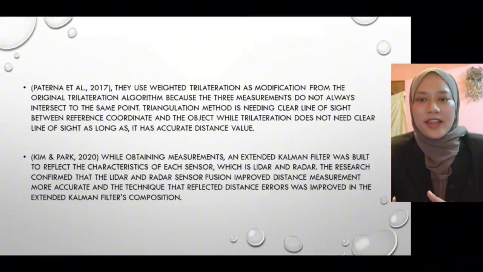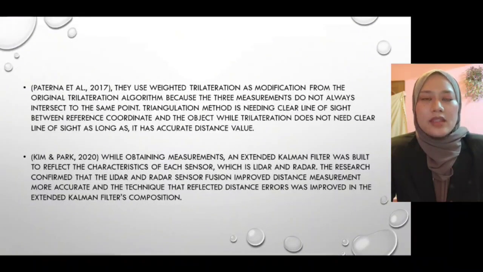Based on the second article, they use weighted trilateration as the modification from the original trilateration algorithm because the 3 measurements do not always intersect at the same point. Triangulation method needs a clear line of sight between the reference coordinate and the object, while trilateration does not need a clear line of the signal as long as it has accurate distance value.